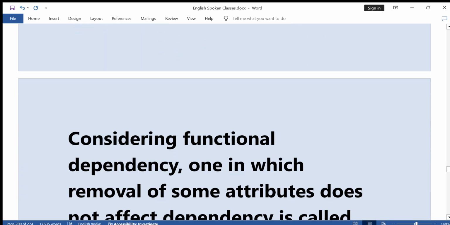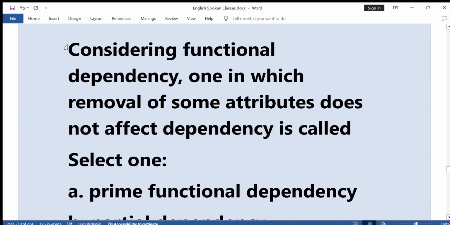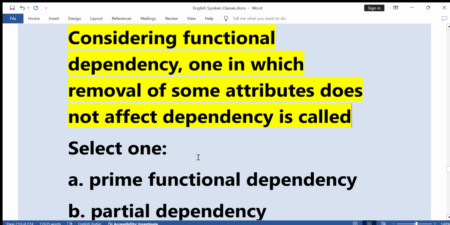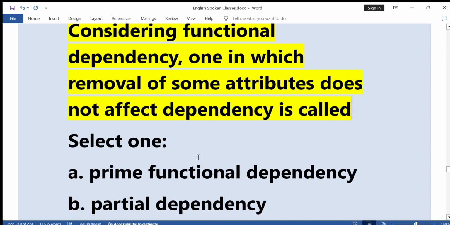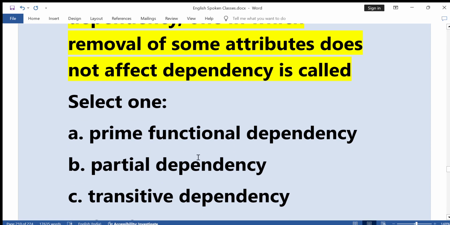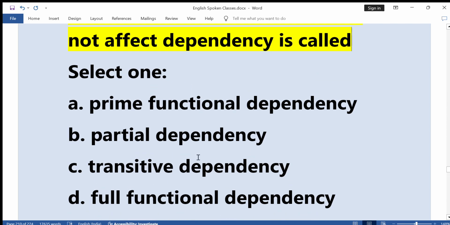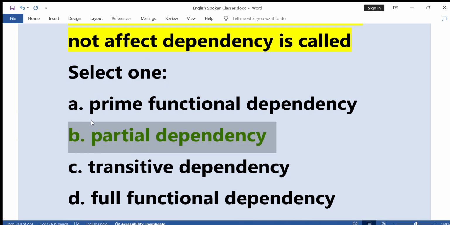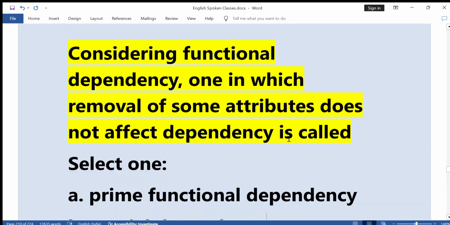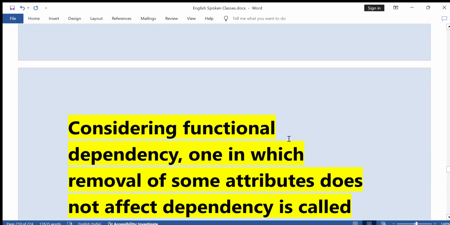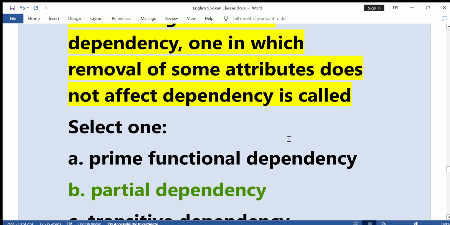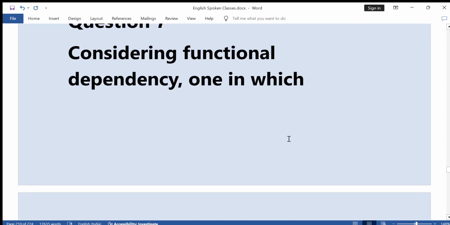Question number 6 is: considering functional dependency, one in which removal of some attribute does not affect the dependency is called, first, prime functional dependencies, B, partial dependencies, C, transitive dependency, D, full functional dependency. Then the answer will be option B, partial dependency. Let's move further to the next question.